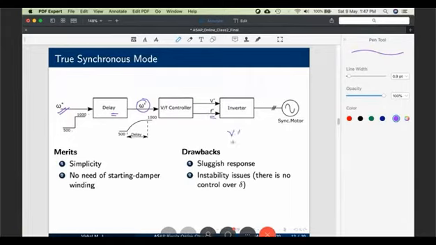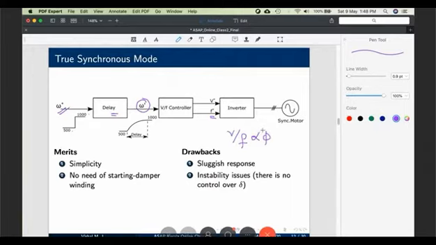Remember, changing frequency will give you the change in speed, but we have to simultaneously change voltage. Why? Because V by F is proportional to flux. If we just increase frequency without changing voltage, the flux will weaken. That's not what we want.